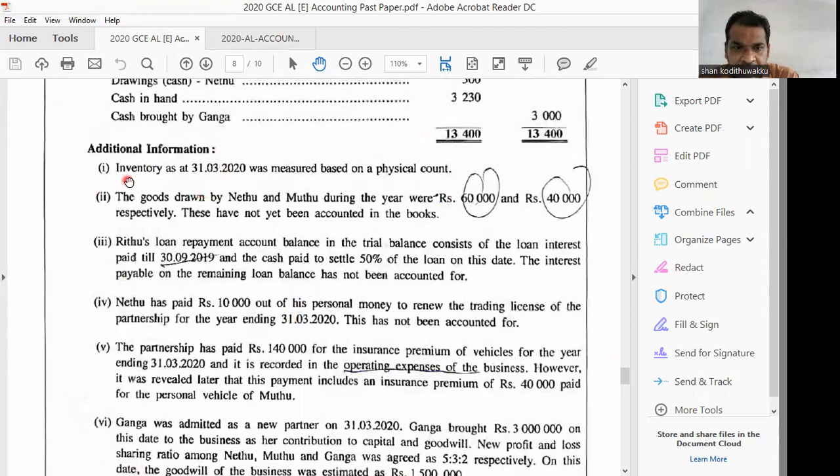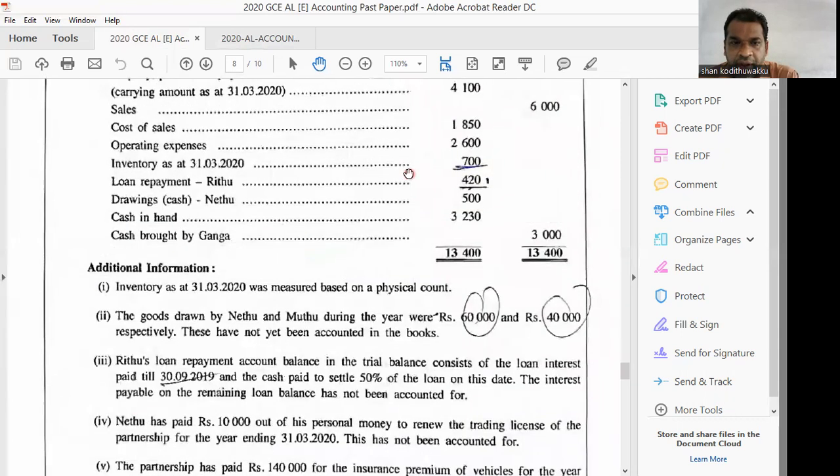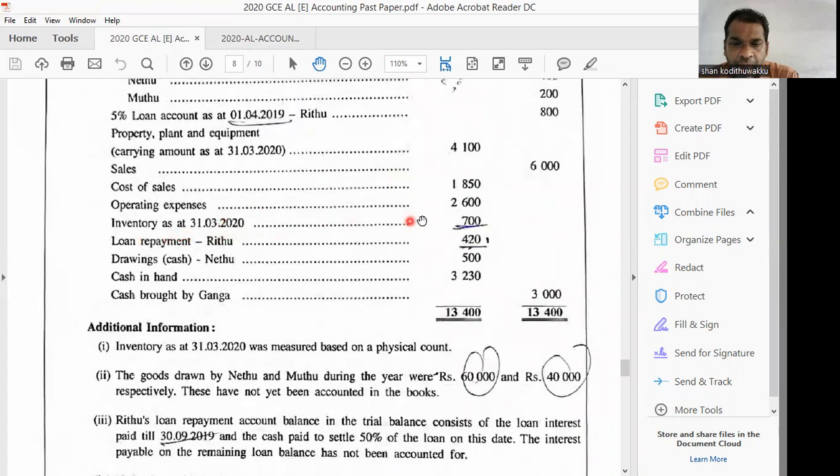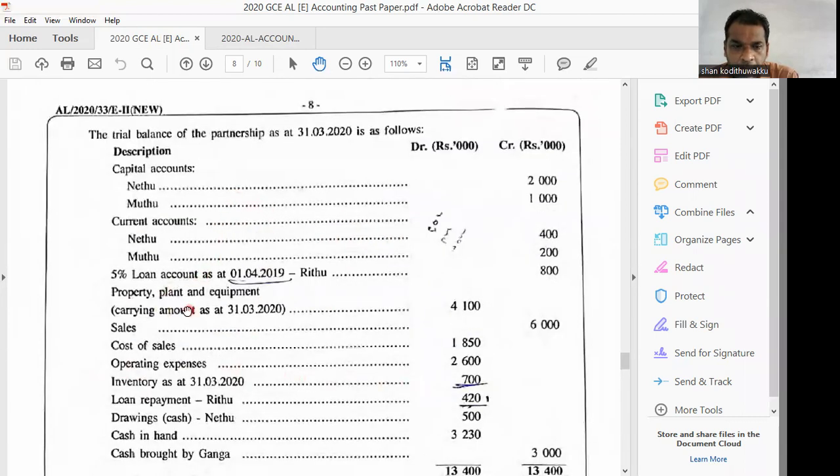First adjustment, inventory as at 31st March 2020 was measured based on physical count. That means they have physically counted, they have taken physical count. That is what they have given in the trial balance 31st March 2020. Normally, if they have calculated cost of sales or gross profit, then we are given closing inventory in the trial balance. Because we are given cost of sales, that's why closing stock has been recorded in the trial balance. Otherwise, normally we have opening inventory in the trial balance.